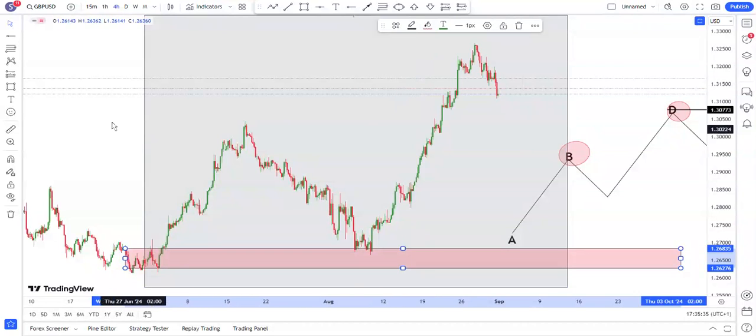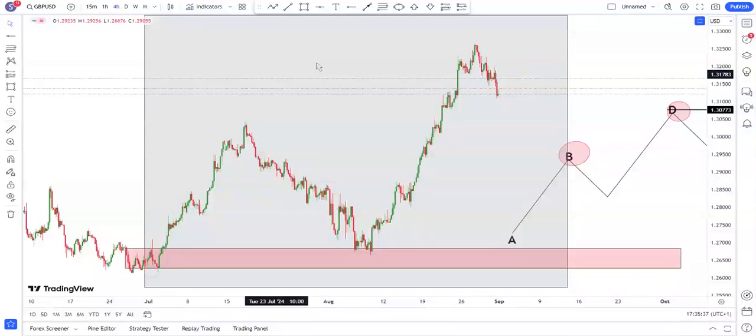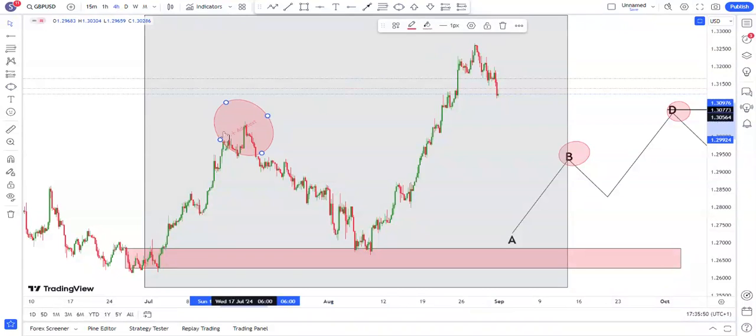Let me make it red. So this is now our previous resistance that it created. This is our previous resistance. Are you seeing what I'm trying to explain here? This is our previous resistance.